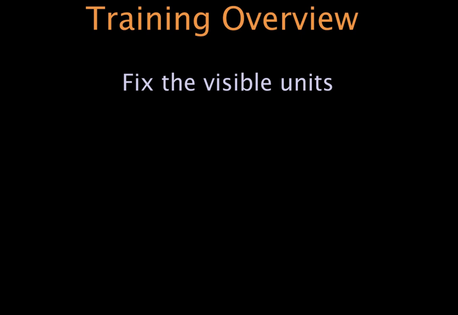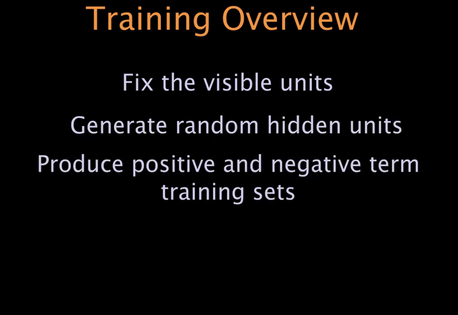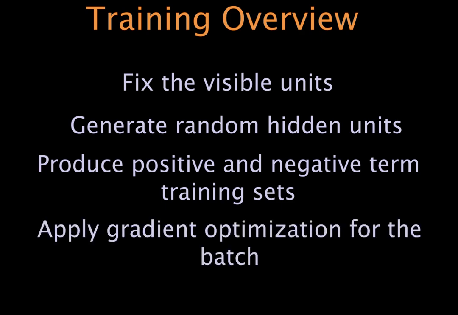As a result, we need to do our best to approximate each possible pattern by expanding the training data with many randomly generated hidden unit states for each visible unit state. To do this, we will repeatedly generate training batches for both the positive and negative terms and apply gradient optimization.